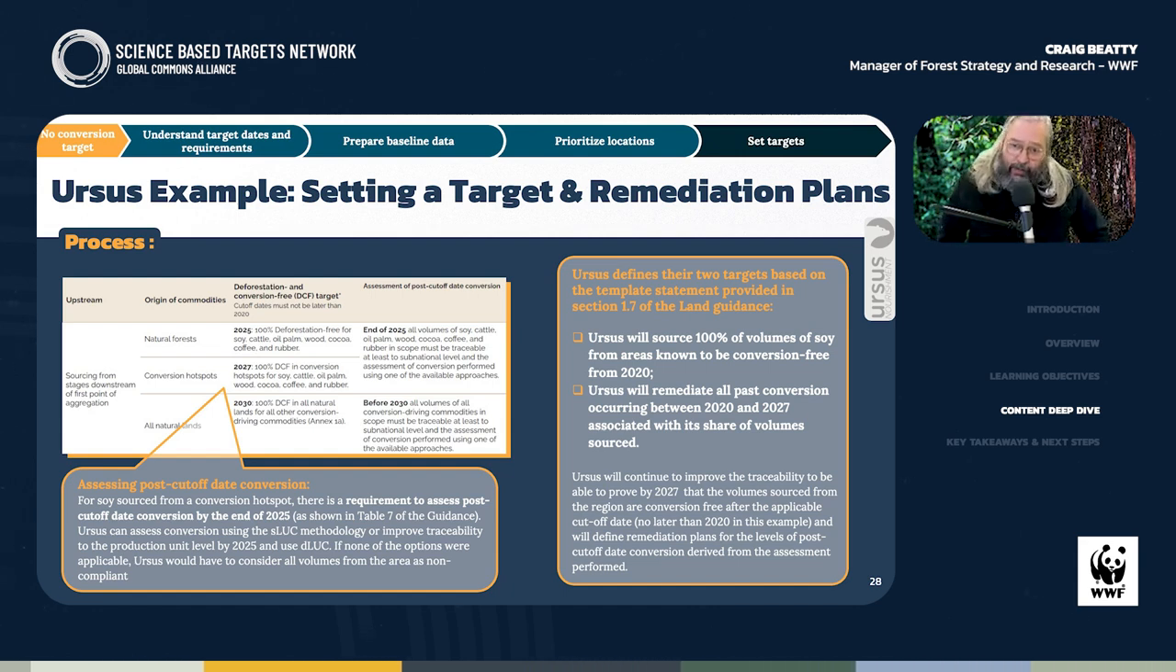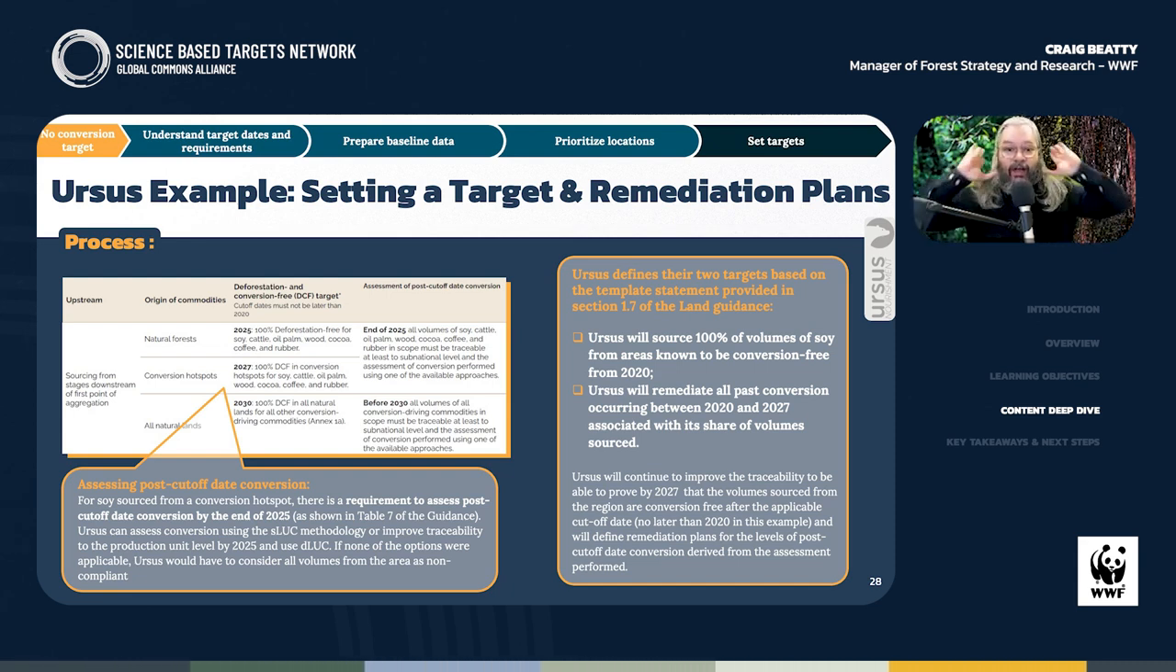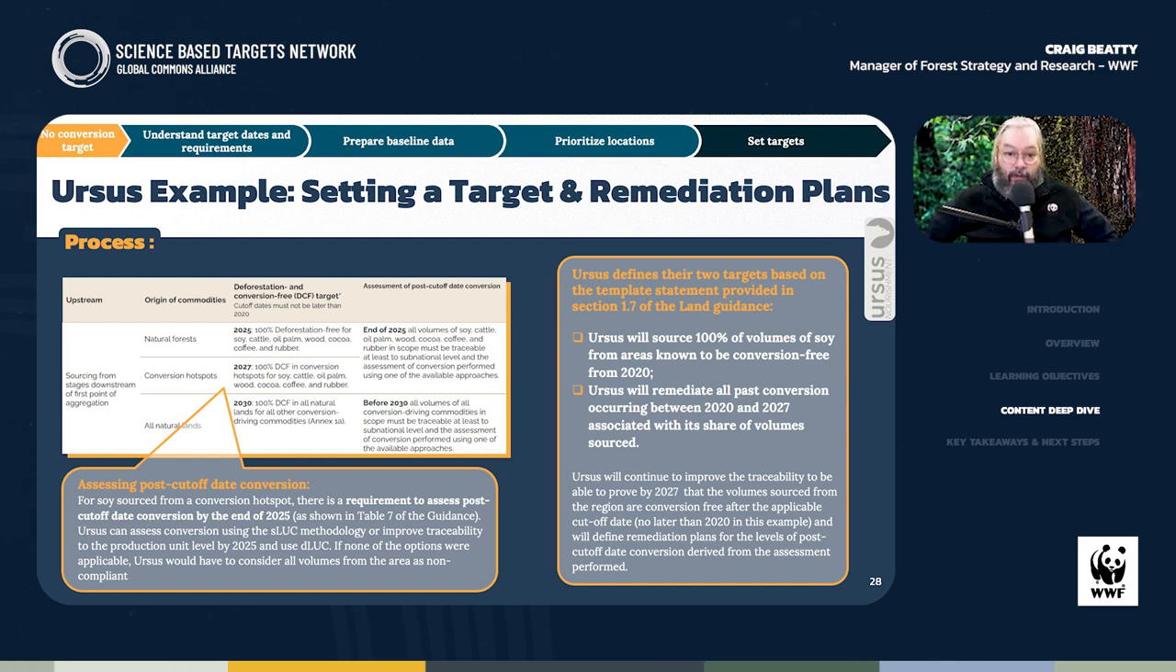URSIS now knows how much soy is coming from a region considered a conversion hotspot and for which a 2027 no conversion status must be achieved, by looking at Table 5 of the technical guidance. Without better traceability, URSIS cannot determine what percentage of the sourcing volumes are already conversion-free. URSIS can determine a conversion-free status through one of the options available to companies, as explained in Section 1.3.4 of the Land Guidance. If none of the options are applicable for the time being, URSIS will consider all of these volumes as currently non-compliant.